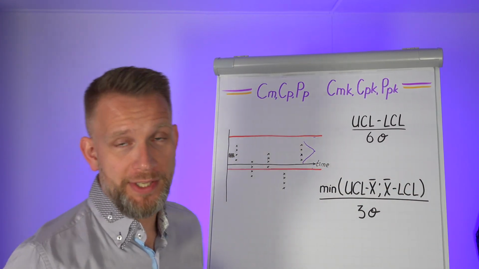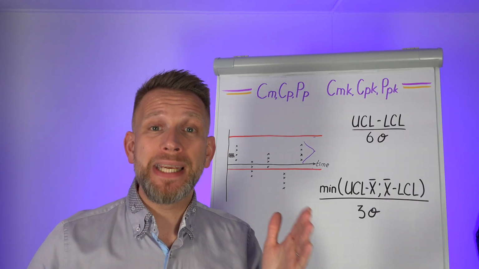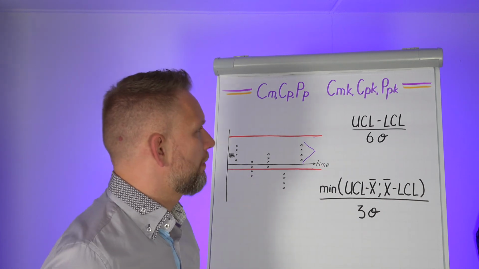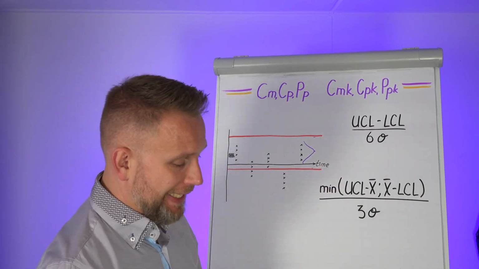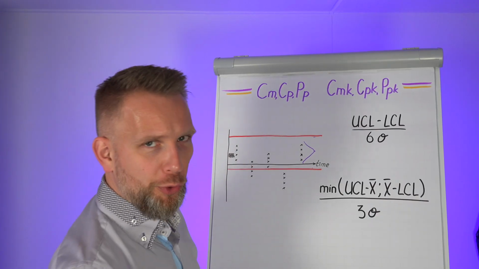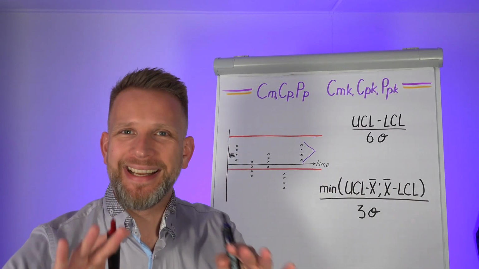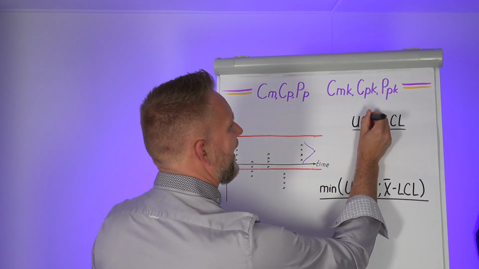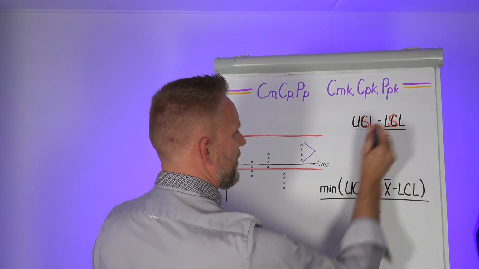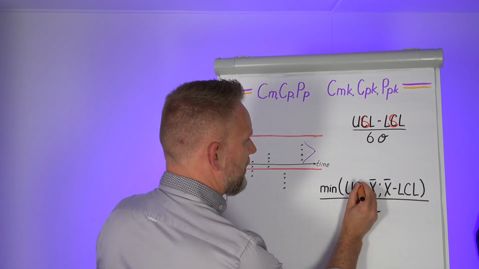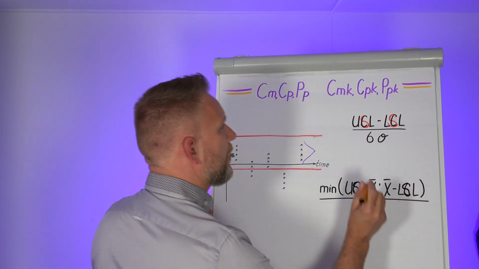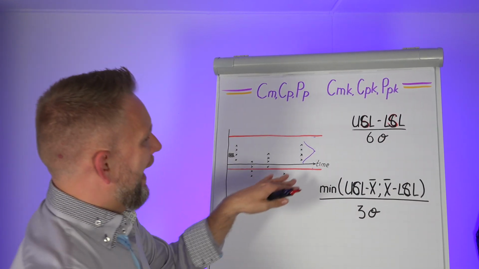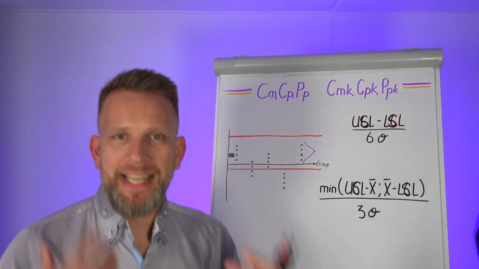If your process is nicely centered between your specification limits, then, I see I put control limits here. These should be specification limits. Let me just correct that with a red marker. I've been in statistical process control so much over the last month, doing trainings, and these of course are specification limits. I will do it with a black pen. Specification limits. And that is, when it is centered, they are the same.